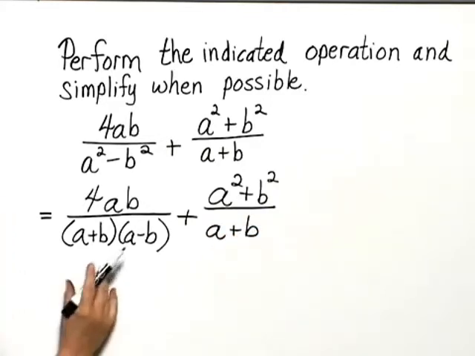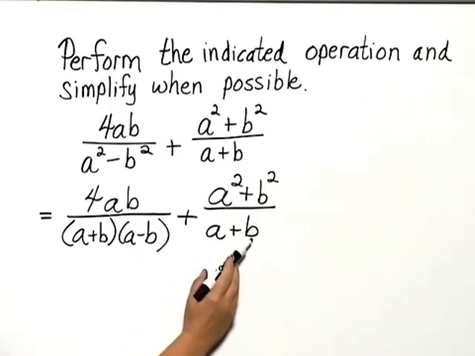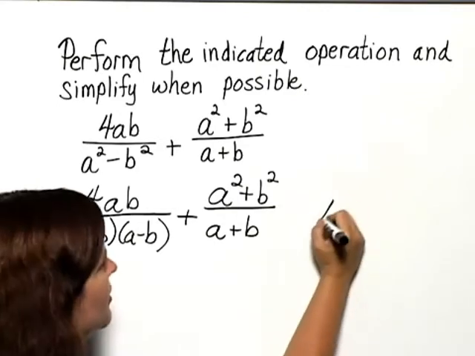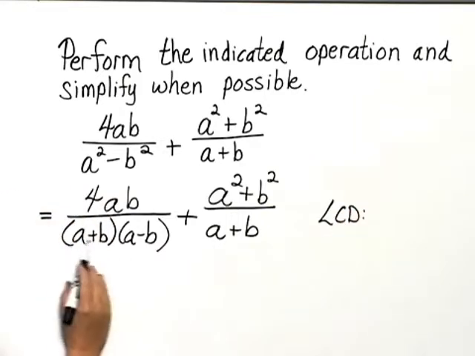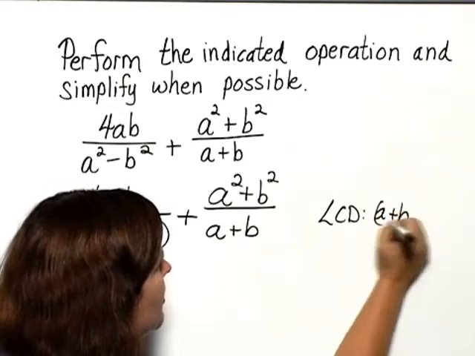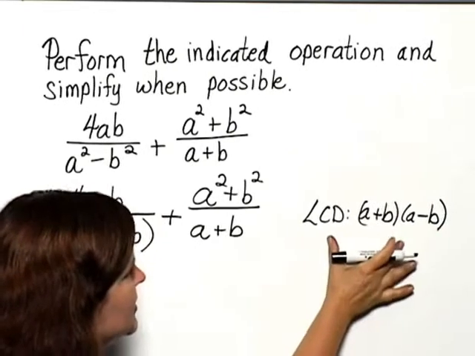Now look at the denominators. I have a plus b times a minus b, and then a plus b. A plus b is a factor of this denominator, so the least common denominator, or the least common multiple of the denominators, will be a plus b times a minus b. Now that's the least common denominator.